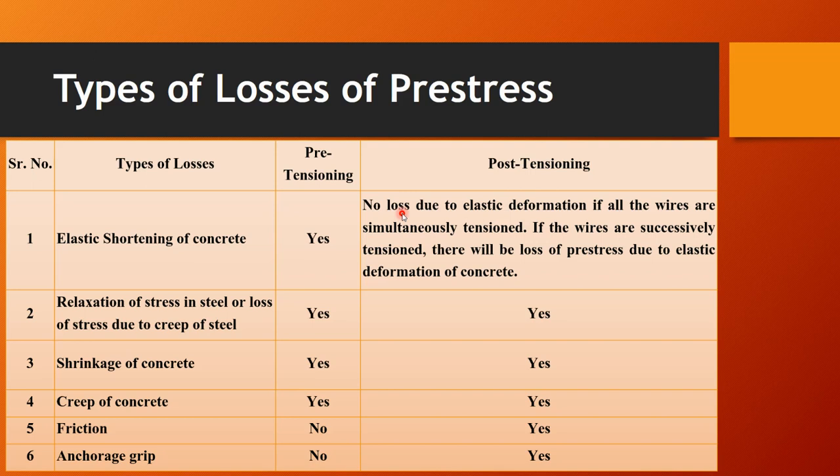So due to this, again, there may be a possibility of elastic shortening of steel, and that's why the loss occurs. So it is necessary to consider the loss if the wires are successively tensioned. But if the wires are simultaneously tensioned, there is no need to consider this loss. Then the second point, that is relaxation of steel, or relaxation of stress in steel. This point we have to consider in both cases, in pre-tensioning as well as in post-tensioning.